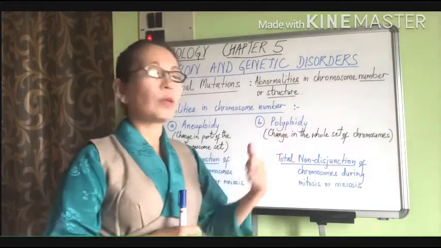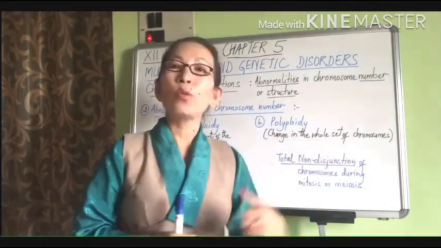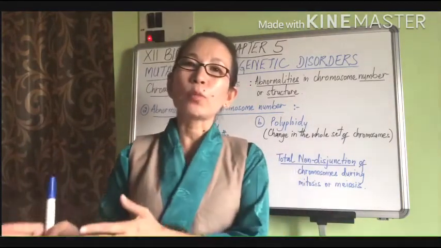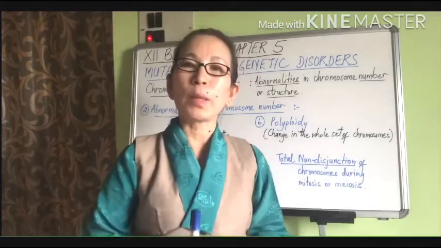Whereas polyploidy refers to a condition where there's a change in the whole set of chromosomes. So the whole set of chromosomes, that is from chromosome 1 to chromosome 23, are going to have extra copies.